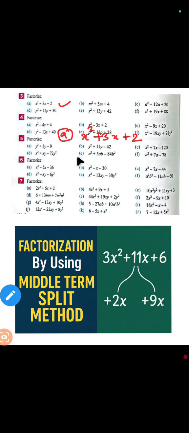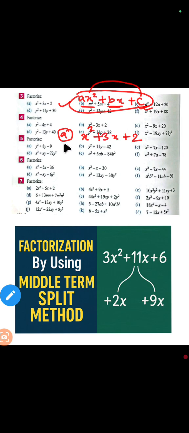So how to factorize it? How to change this expression into a product form? It's very easy. The expression is given in the form of ax square plus bx plus c. Whenever you get a trinomial expression like this, we have to use the first into last method, that is also called the middle term split method. So bx is the middle term, the last term is c, and the first term is ax square.